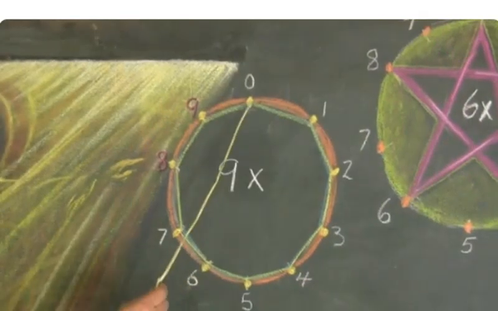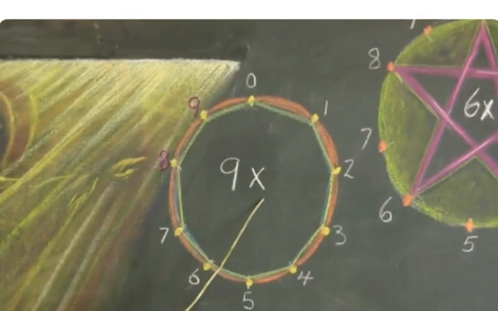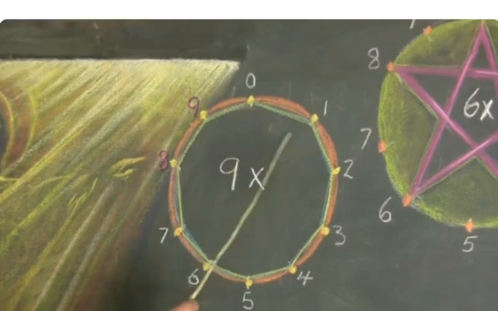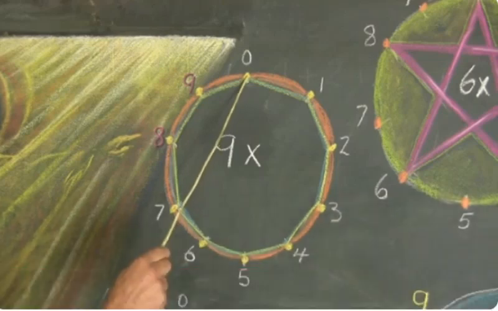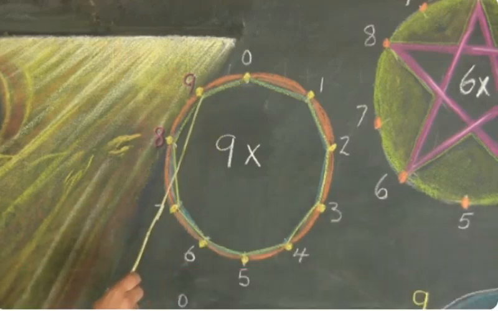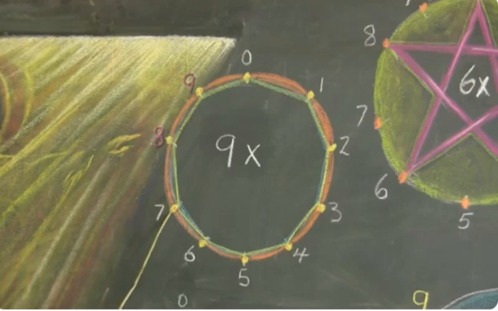And the same circle will show us the 9 times tables. Instead of going clockwise, we're going back this way. So 0 times 9 is 0. 1 times 9 is 9. 2 times 9 is 18. 3 times 9 is 27. 4 times 9 is 36.